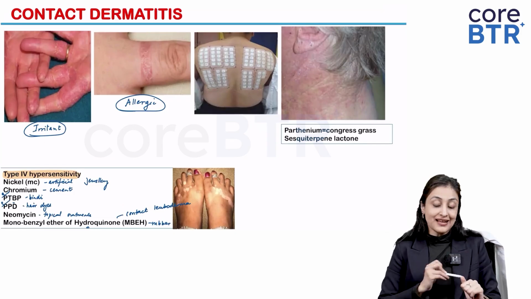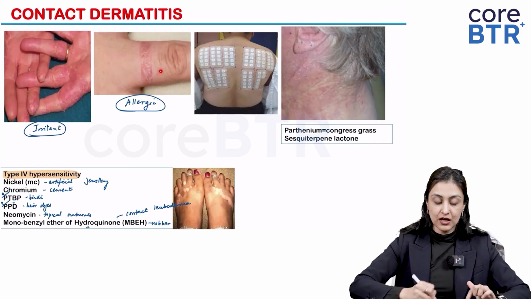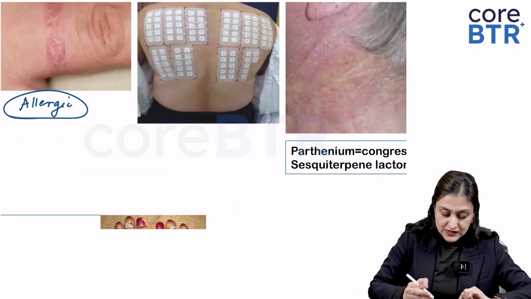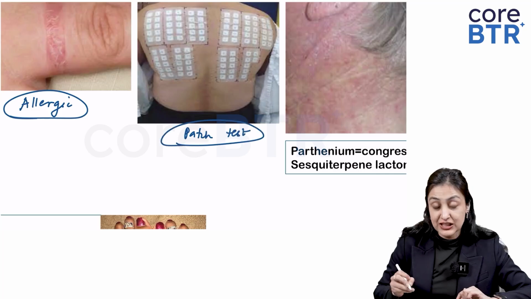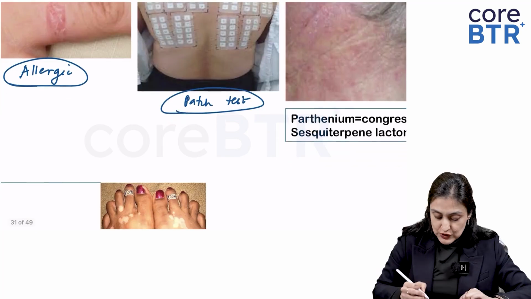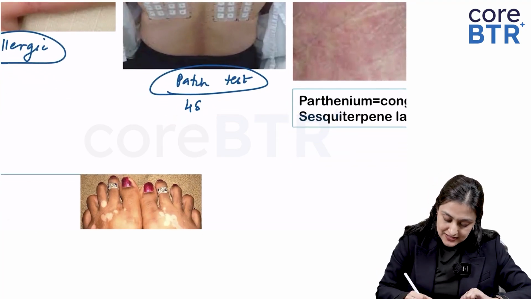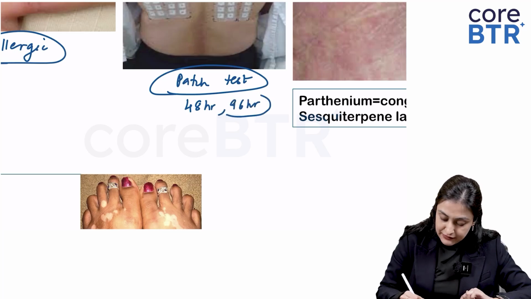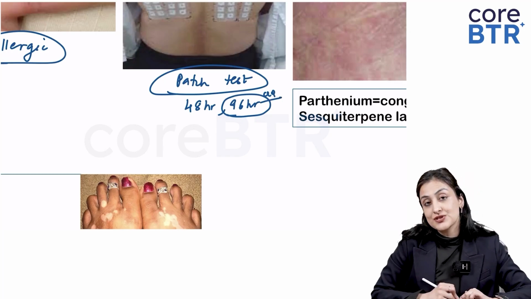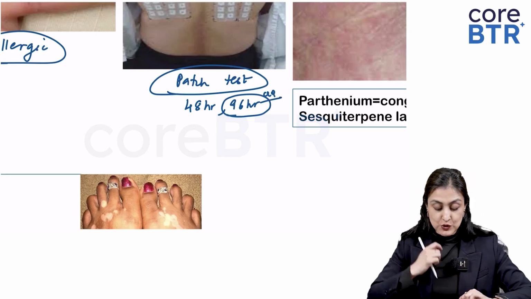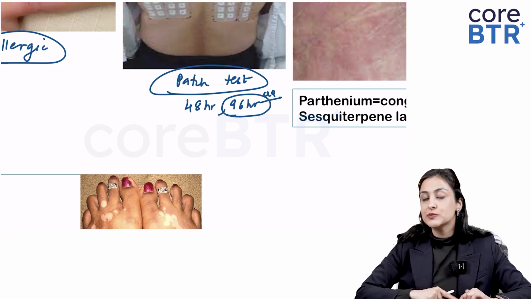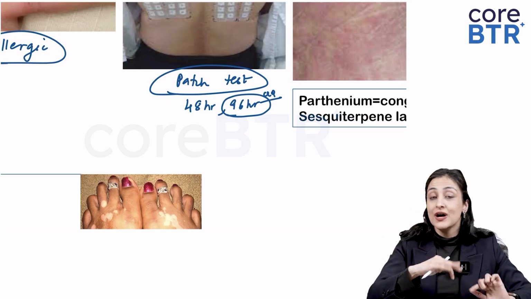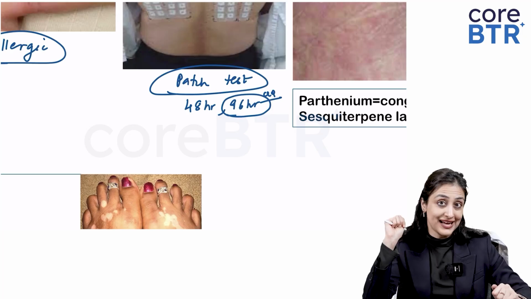So this is irritant and allergic. Because this is allergic, what we do here is this patch test. You will club the common allergens and you will see whether there's hypersensitivity or not. So this is the patch test and it is read at 48 hours and 96 hours. If you are asked to choose one, you will choose 96 hours, right? So this is the patch test for irritant or allergic contact dermatitis. Allergic, because there is no hypersensitivity in irritant contact dermatitis.